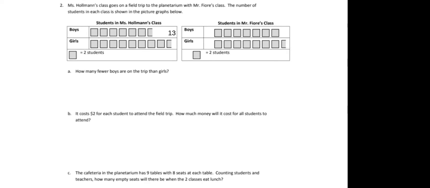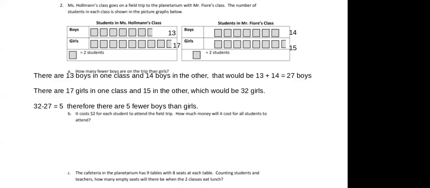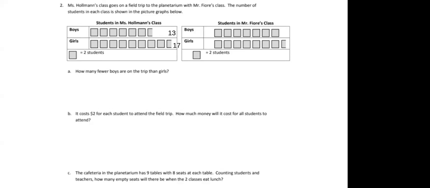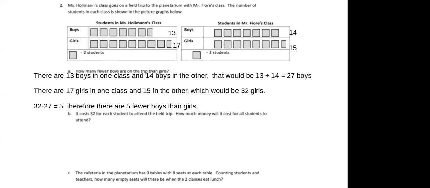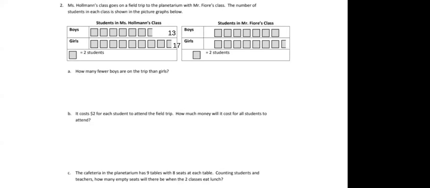Boys: 2, 4, 6, 8, 10, 12, and a half of 1 would be 13. Girls: 2, 4, 6, 8, 10, 12, 14, 16, and a half of 1 would be 17. Boys in Mrs. Fiore's class, sorry about that. It goes 2, 4, 6, 8, 10, 12, 14, and girls 2, 4, 6, 8, 10, 12, 14, 15.